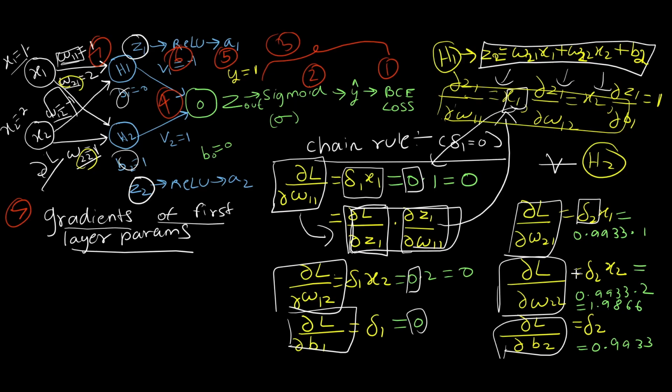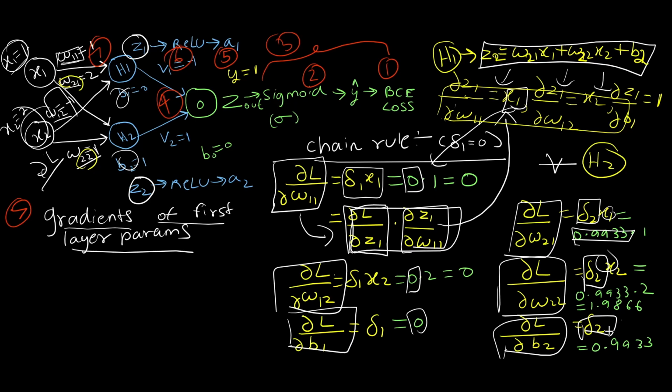And here the error signal is not 0. If you remember, the error signal we calculated before is this term, the gradient with respect to Z2. Here it was Z1, for this one it's Z2. So we're going to substitute that, and X is the input, which is 1 and 2.